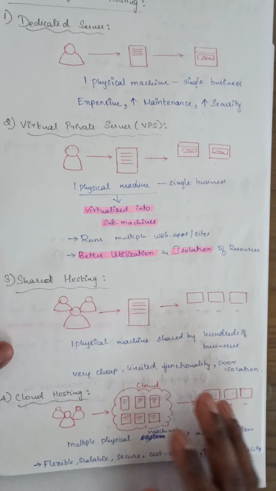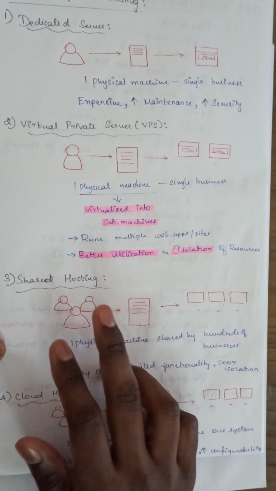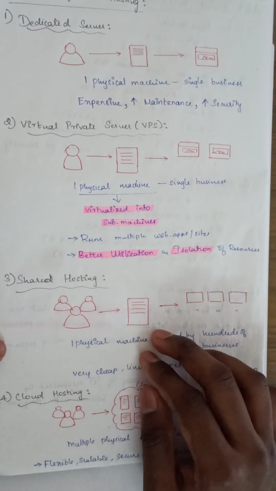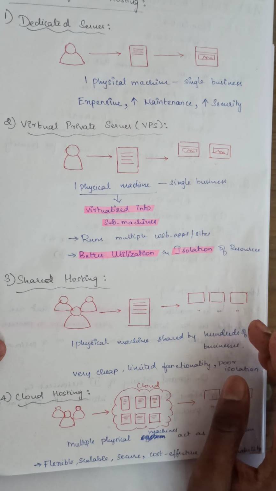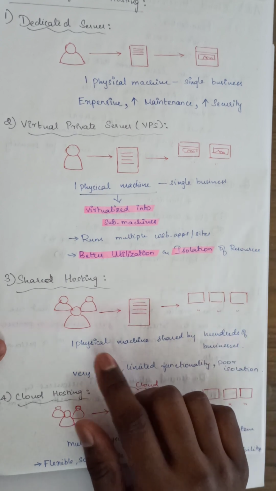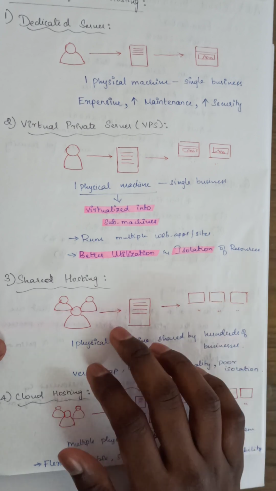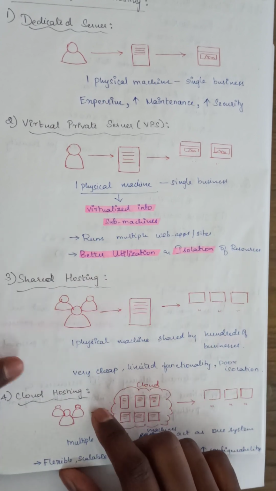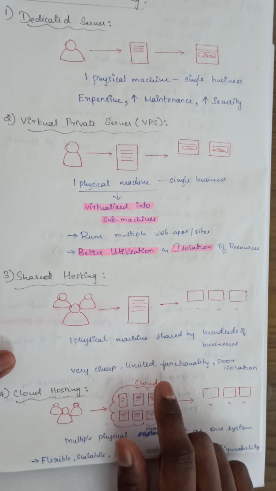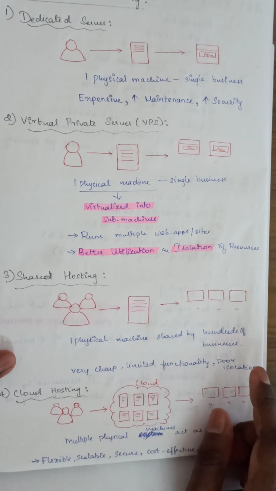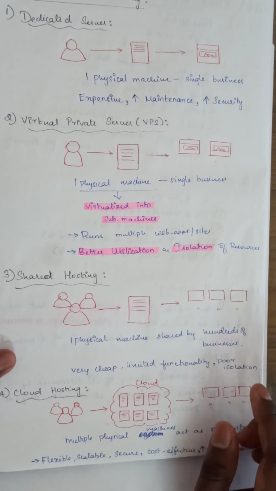The third one is shared hosting. Here a lot of users are able to use the server to run multiple websites or web apps, and as it says here, one physical machine is shared by hundreds of businesses, and a lot of users can use that. It proved to be very cheap, but with limited functionality, and it has poor isolation, which is a disadvantage here.